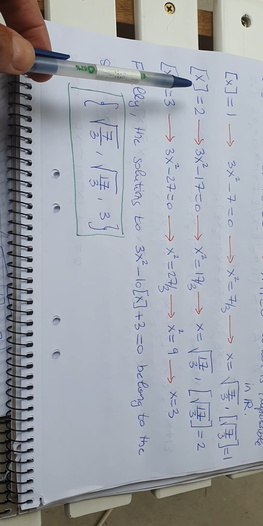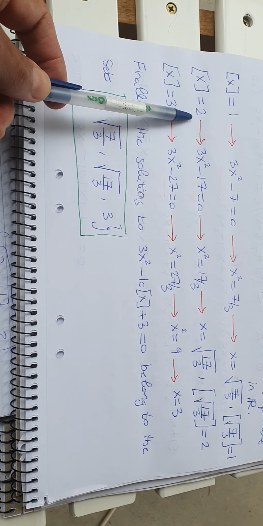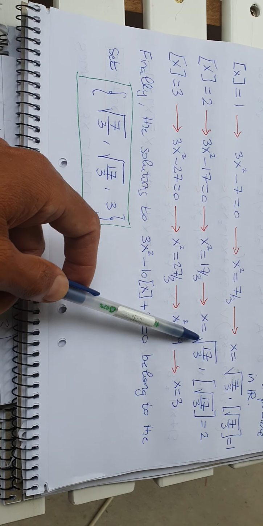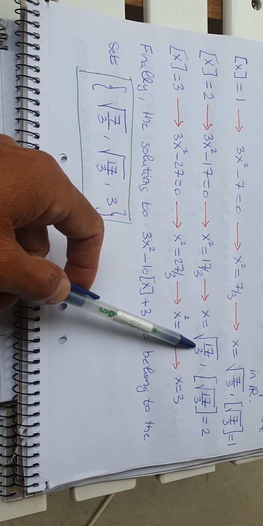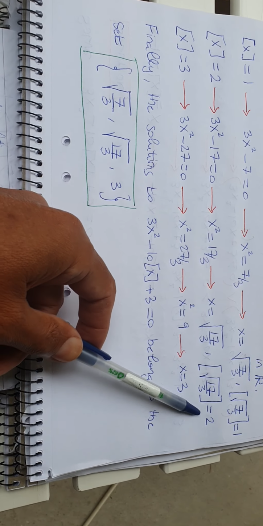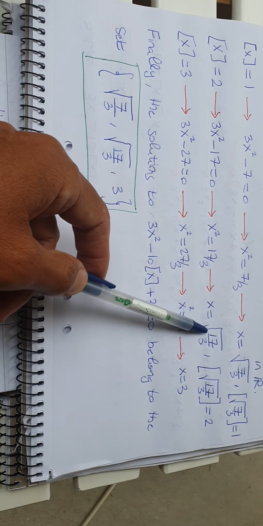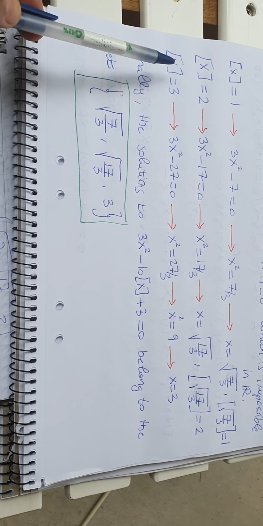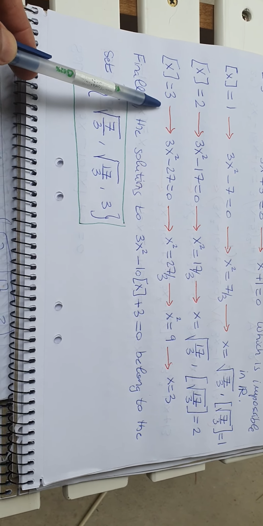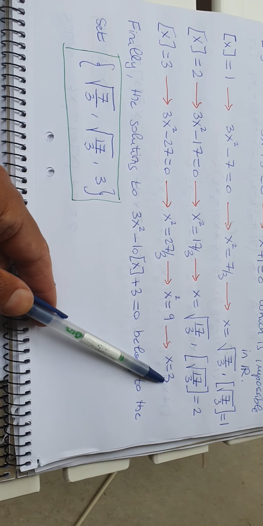In the same way, if the integer part of x is equal to 2, substituting in the original equation, we get x equal to the square root of 17/3, and we have to check that the integer part of this number is 2, which it is. So this is another solution. And last but not least, if the integer part of x is 3, then substituting in the original equation, we get that x is equal to 3, which already is an integer.